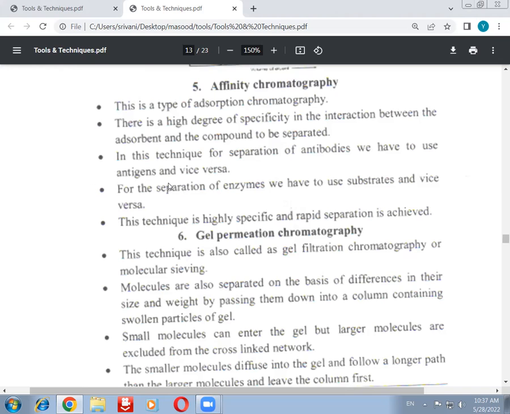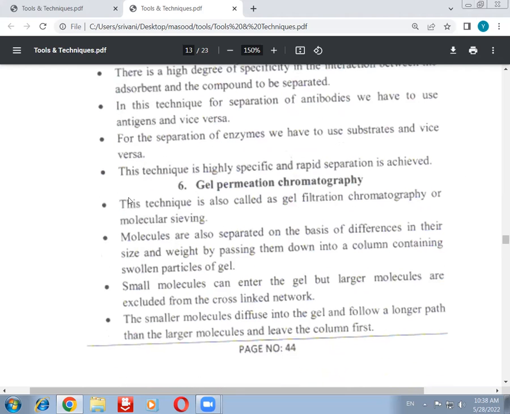Means in our body, how many antibodies are there, how many antigens are there. Especially this is used for separating or counting the antibodies and antigens. For the separation of enzymes we have to use substrates and vice versa. This is a highly specific and rapid separation.